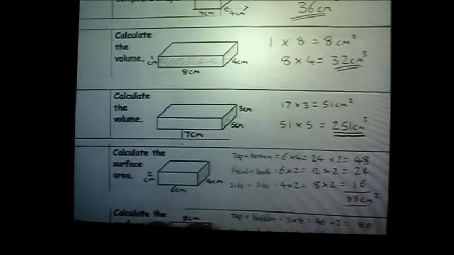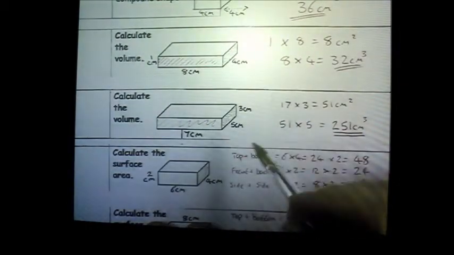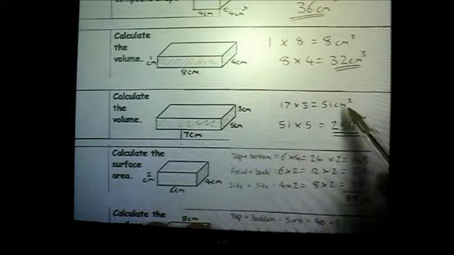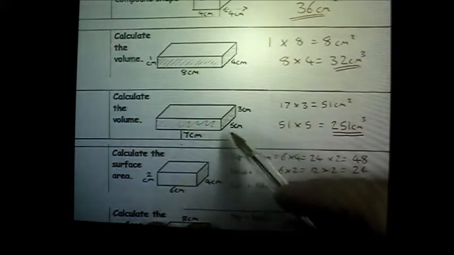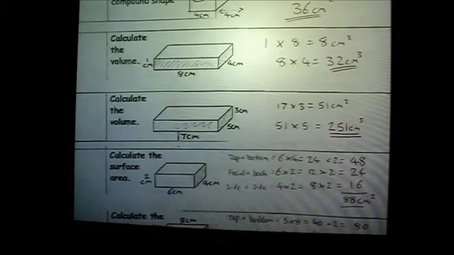Next one, again, area of the cross section, which is 17 times 3, because it's 3 high, it gives you 51. 51 times 5, because it's 5 deep, is 251 centimetres cubed. Don't forget volume is cubed.